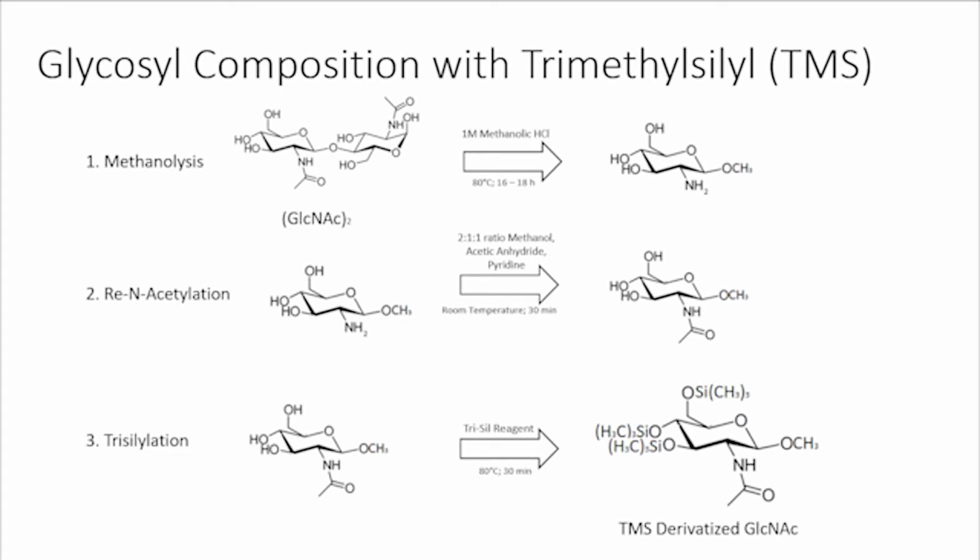Today, we will be going through the procedure for glycosyl composition using Trimethylsilyl, or TMS. This method allows us to break down oligosaccharides and polysaccharides to detect monosaccharides, including amino sugars. This method involves 3 steps.